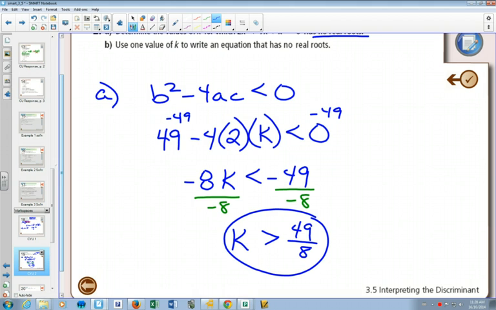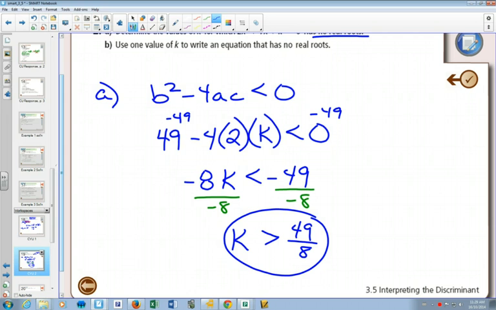49 over 8 is, what is that, 6.125? I'll check it. Yes, okay. So any number bigger than 6.125 will work. So if you had guessed 7, it would work. If you'd guessed 8, it would work. If you guessed 9, it would work. 9.7 would have worked. But this is the answer. K has to be bigger than 49 over 8.